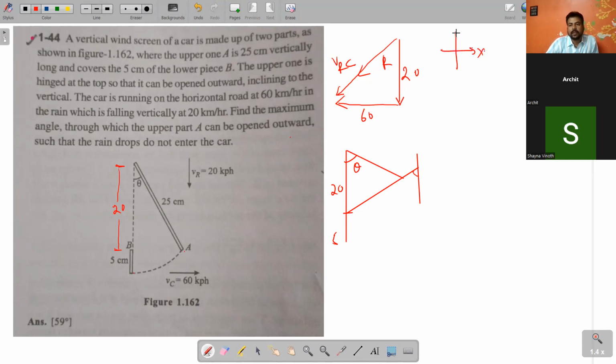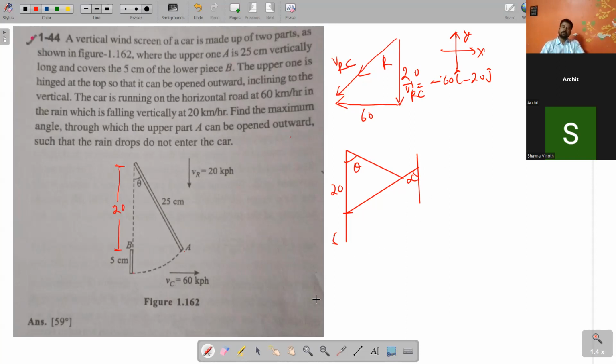This is x and this is y. So the resultant velocity will be minus 60 i minus 20 j. This is the velocity of rain with respect to car: minus 60 i minus 20 j. Right. So what angle should it be? This angle is alpha, you can find it from here.